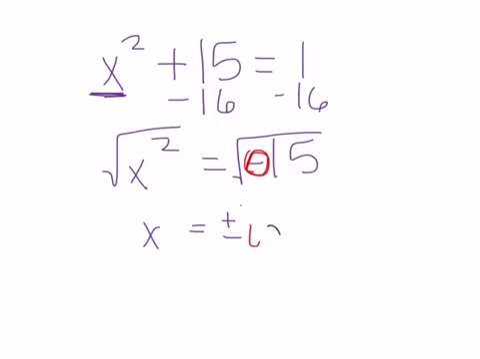Now we can continue and just say, okay, the square root of 15. Now the square root of 15 cannot be simplified, so we're going to leave it alone. That means the final answer is plus or minus i root 15.